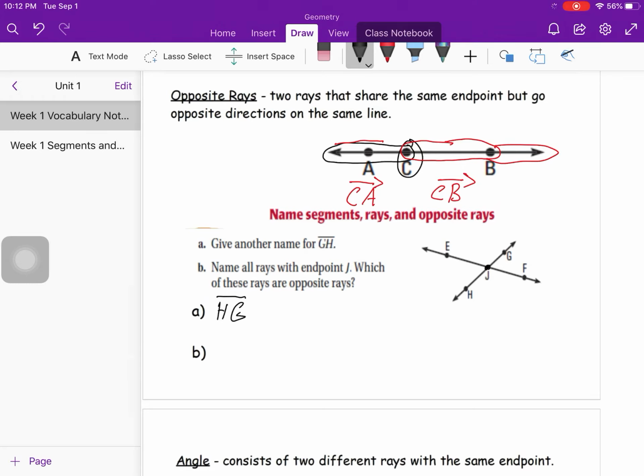Then it says name all rays with endpoint J. Which of these are opposite rays? So let's go ahead and just start picking out the rays. So J is our point right here. So there's one right here. JG, the arrow is going towards G. And then the opposite side of that, we have JH. That's the other side. And these two are opposite.